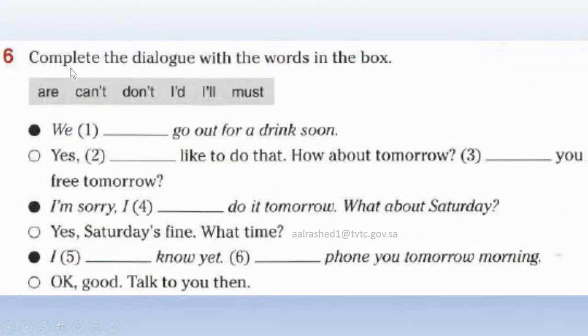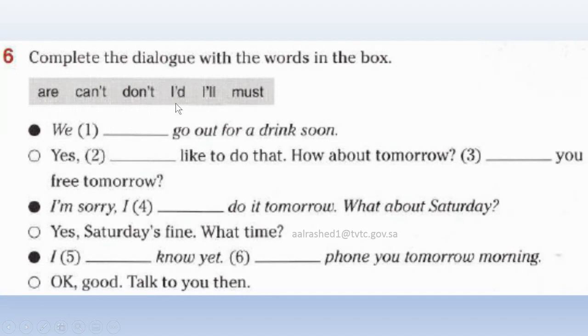Okay, for exercise six, we need to complete the dialogue with the words in the box. So we have several words. We need to use them in order to fill in the blanks. Let's see the first one. We go out for a drink soon. Before attempting to answer, you need to look for its answer. This is a dialogue, a conversation between two people. To determine which one to use, look at the response of the other speaker. We go out for a drink soon. He said, yes. What would you expect to use here? Is it are, can't, don't, I'd, I'll, must?